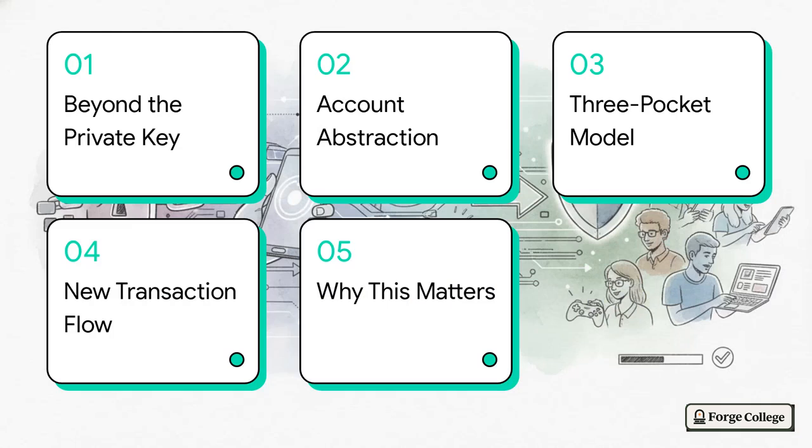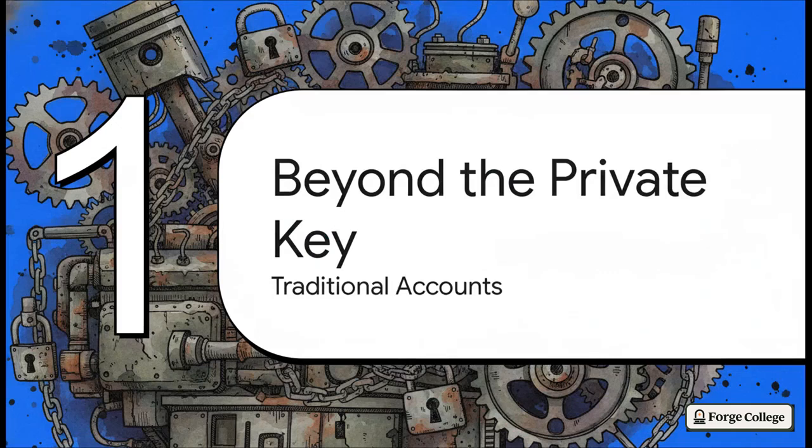All right, so here's our blueprint for today. We're going to look beyond the private key, define account abstraction, break down the three-pocket model, trace the new transaction flow, and finally look at why this whole upgrade actually matters. Let's kick things off with Section 1, Beyond the Private Key, focusing on traditional accounts.